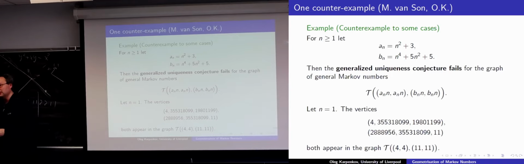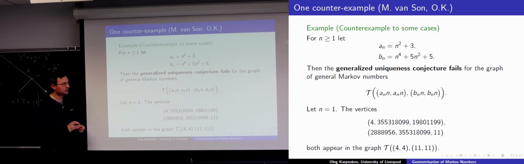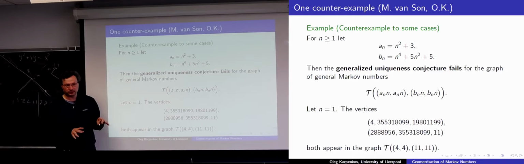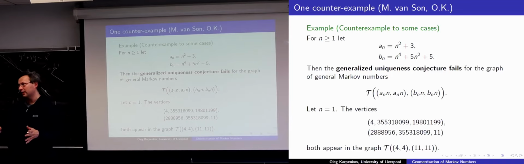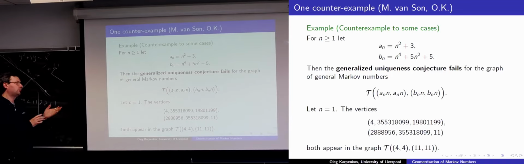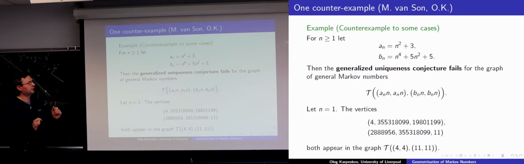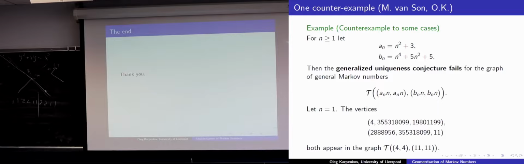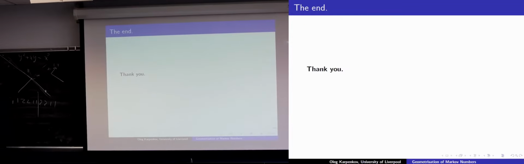So basically, what I wanted to say is that the proof of the original uniqueness conjecture should really be very specific to 1s and 2s. So it doesn't admit some kind of general proofs. Well, this is a kind of philosophical conclusion, which I would like to say at the very end of my talk, and to thank the listeners too.